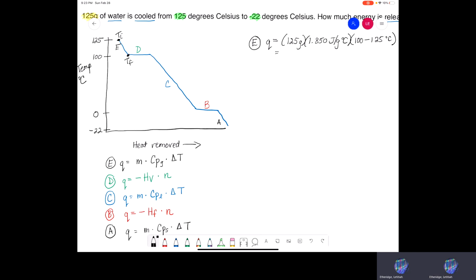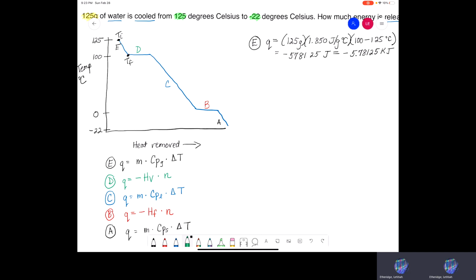So we're going to end up with minus 5,781.25. This is in joules. Don't forget, you need to convert to kilojoules. Don't forget your minus sign. Move your decimal point back 3 spots. And that's kilojoules.